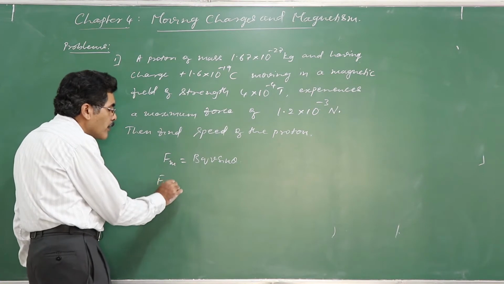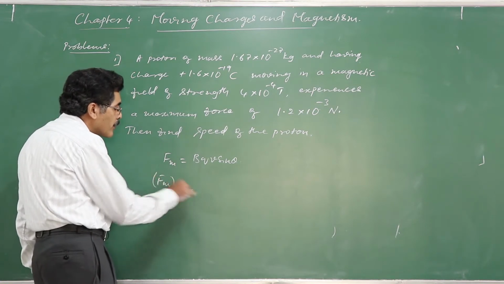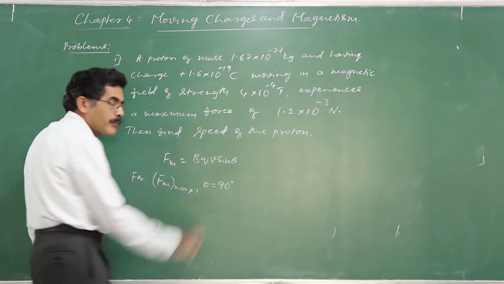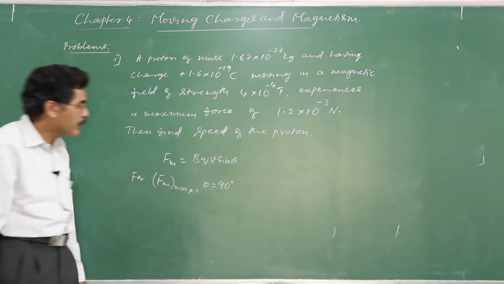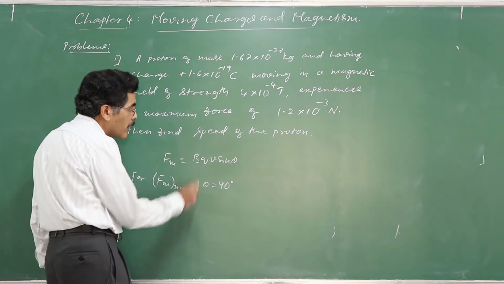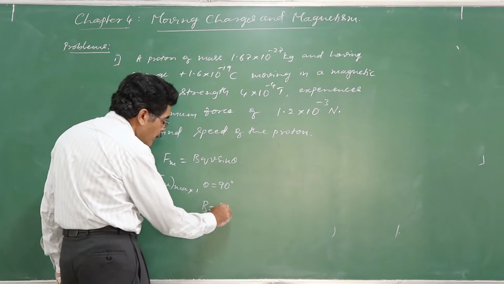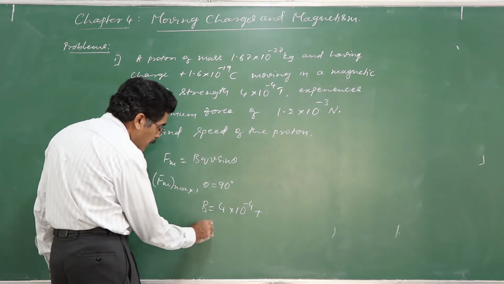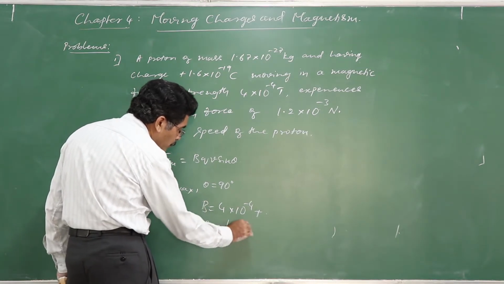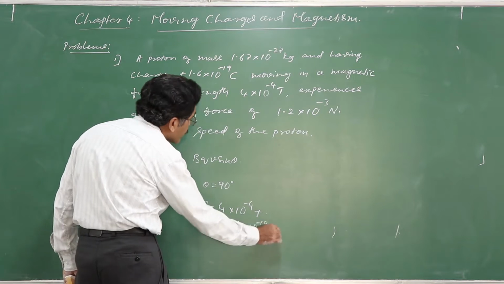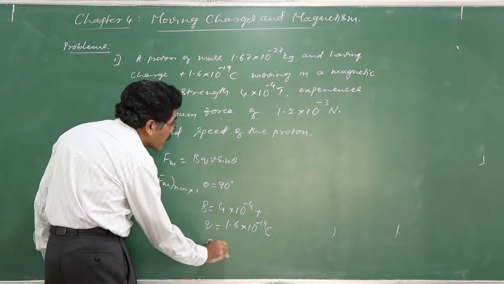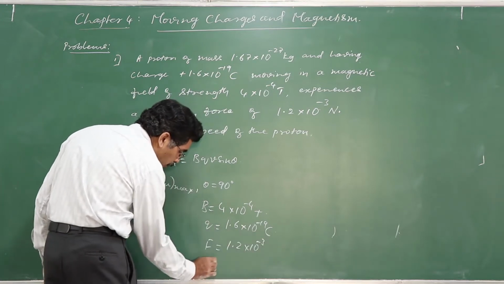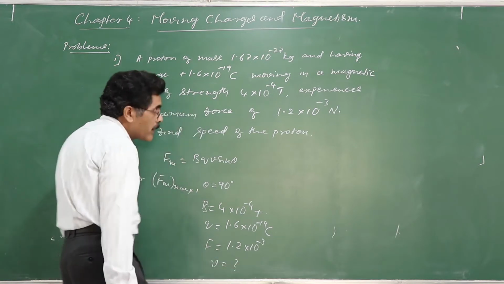For maximum force, theta must be equal to 90 degrees. They have given maximum force, naturally theta must be 90 degrees. What is B here? They have given B is equal to 4 into 10 raised to minus 4 Tesla, and charge is given as 1.6 into 10 raised to minus 19 coulomb. Force is given, this is 1.2 into 10 raised to minus 3. They ask you to calculate the speed or velocity of it.